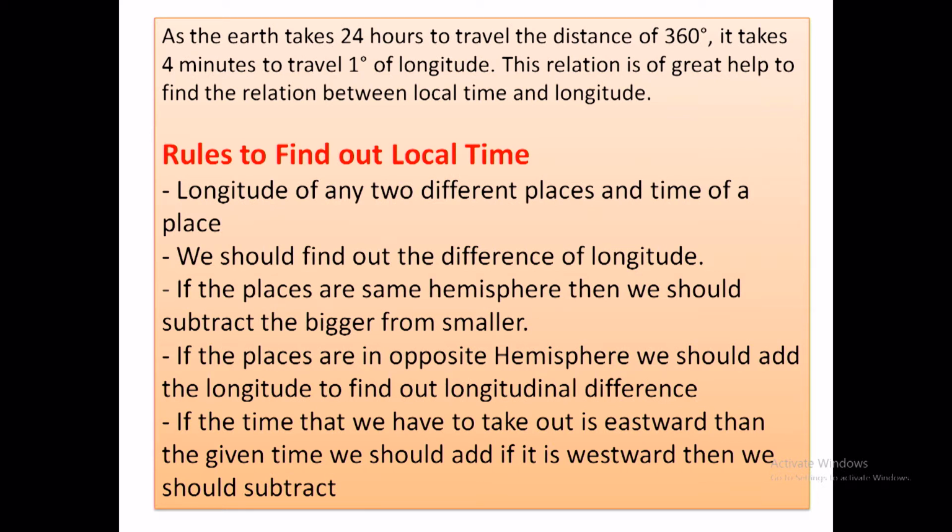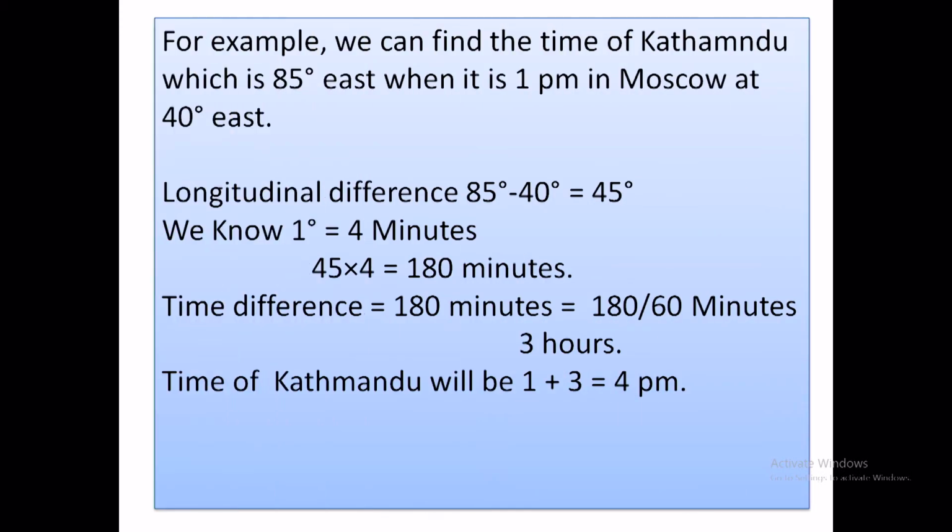So, I have brought one example for you as well. You can see there. The longitude of Kathmandu is given, which is 85 degrees east, and the longitude of Moscow, which is 40 degrees east. When the time of Moscow is 1 p.m., the time of Kathmandu is asked. Now, let us look at the board, I will make it clear here.